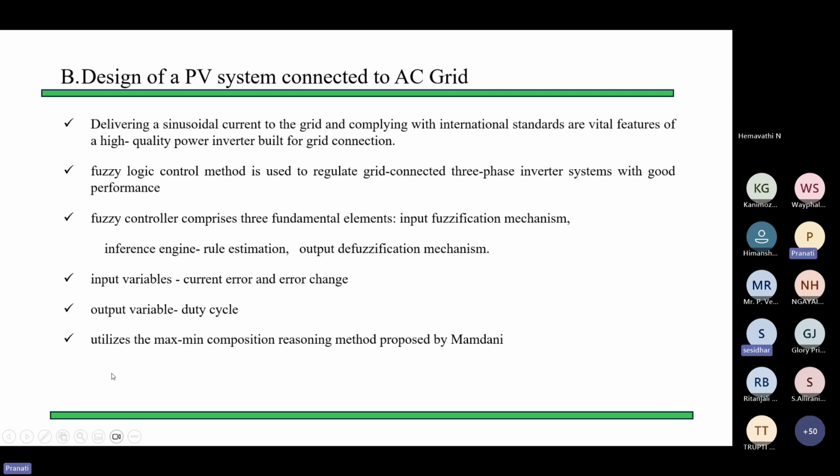Now I have used the maximum-minimum composition reasoning method proposed by Mamdani. And Takagi-Sugeno fuzzy is also another advanced method which is used in microgrid control.